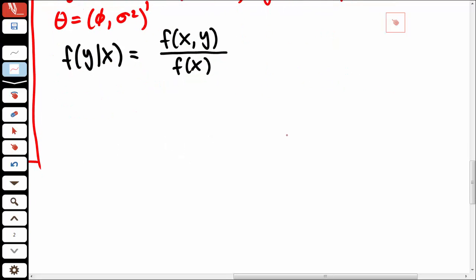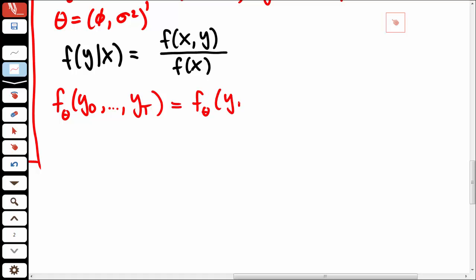Now, for the sample from observation 0 up to observation T, we can write down the joint density. We can use the trick stating that the joint density of y_0 up to y_T is the same as the conditional density of y_T given observation y_{T-1} down to observation y_0, times the joint density of observation 0 up to observation T minus 1.